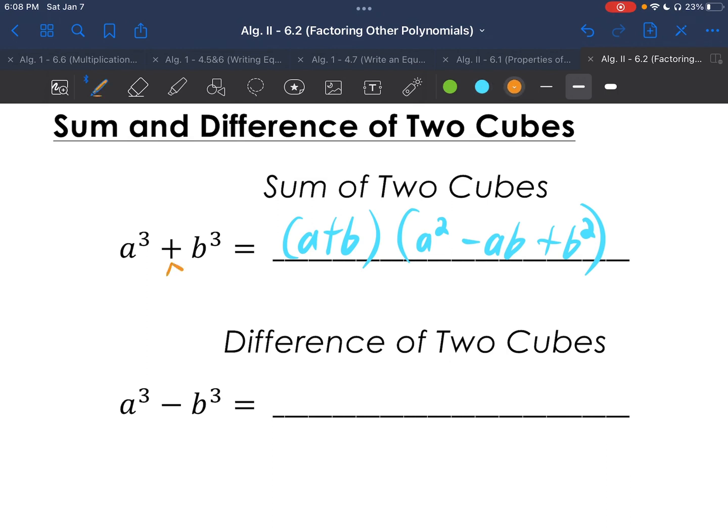I want to note that the sign in the first parenthesis is the same as in the original, and in the middle term of the trinomial, where it's a times b, the two numbers times each other, the sign is different from the original.